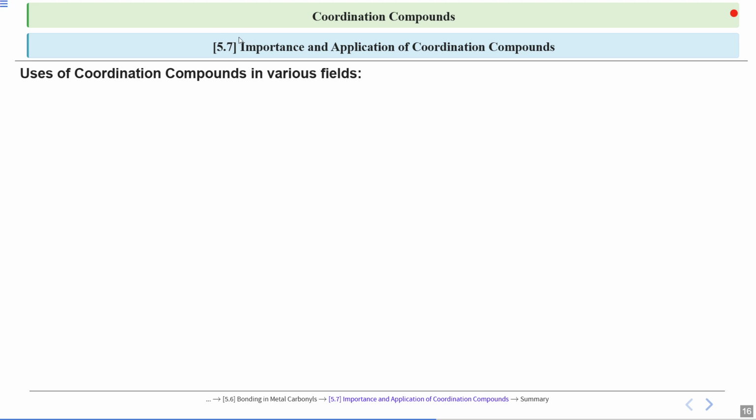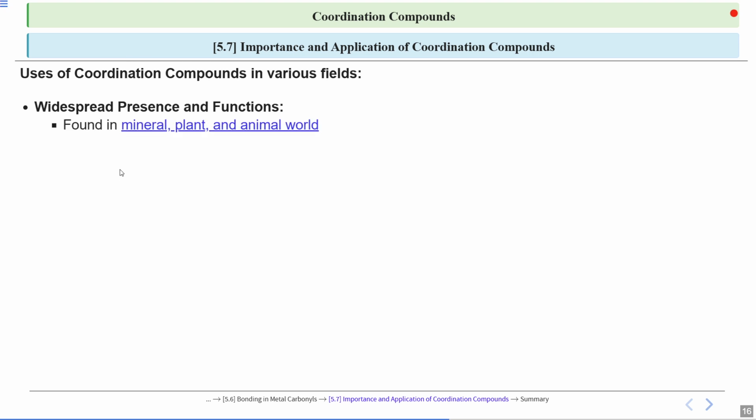Okay, let's move to our next section, that is 5.7, importance and application of coordination compounds. So let's see the uses of coordination compounds in various fields. There are widespread presence and functions of coordination compounds in various fields. They are found in the mineral, plant and animal world.